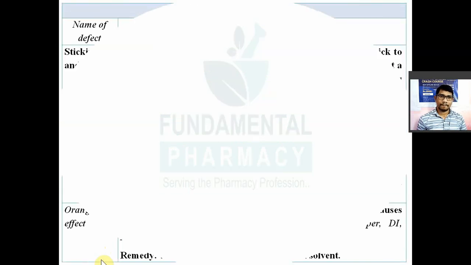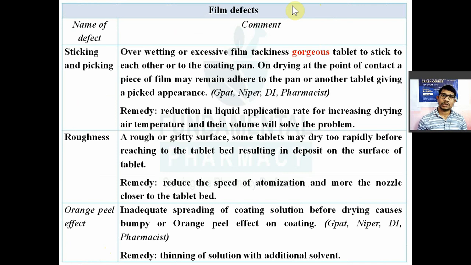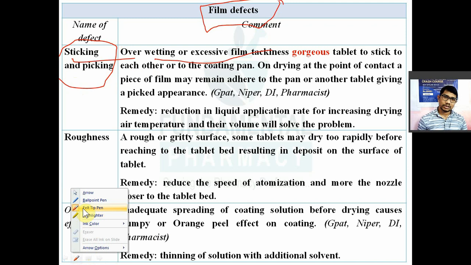ठीक है, सो a rough or gritty surface, some tablets may dry too rapidly before reaching the tablet bed, resulting in deposit on the surface of the tablet, that is known as roughness of tablet. तो रफ और ग्रिटी सरफेस होता है कोटेड टैबलेट में, क्यों? सम टैबलेट में ड्राई टू रैपिडली, जल्दी ड्राई होते हैं बिफोर रीचिंग टू ए टैबलेट बेड, क्योंकि ऊपर से गर्म हवा आ रहा है, blowing hot air is there, that results in the deposit on the surface of the tablet. So उसके लिए रेमेडी क्या है? Reduce the speed of atomization and keep the nozzle closer to the tablet bed. नोजल जो है स्प्रेइंग का टैबलेट बेड के क्लोजर होना चाहिए.